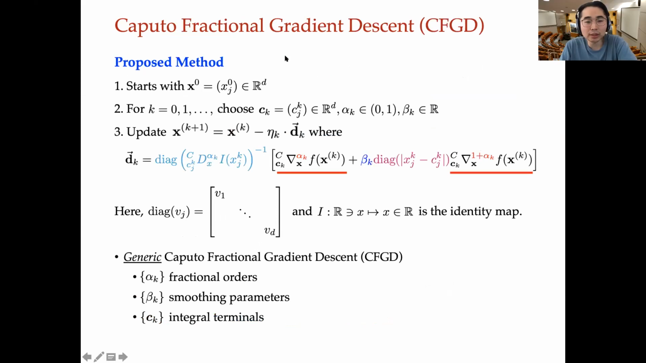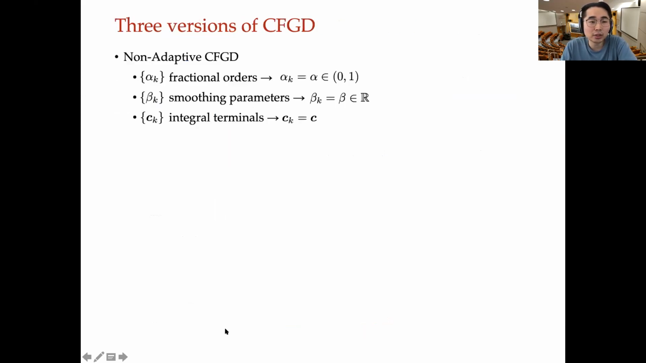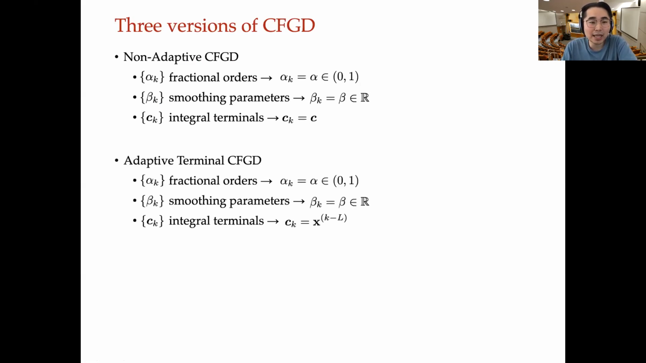So, okay, this is the proposed method. As I said, we need to choose three things: the fractional order, smoothing parameters, and integral terminals. For that purpose, we propose three versions. The first one is non-adaptive, where basically everything is constant and we see what happens. The next one is the adaptive terminal.